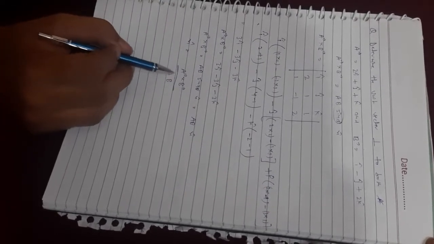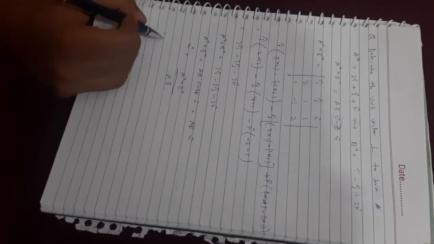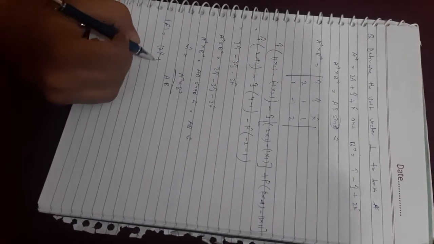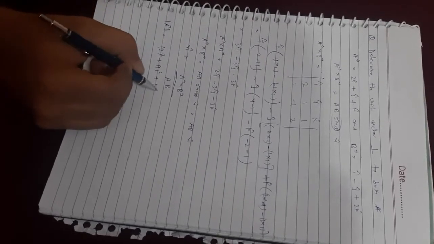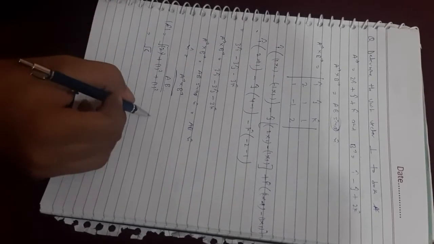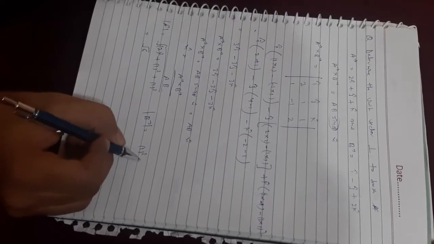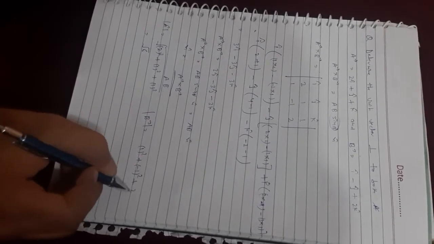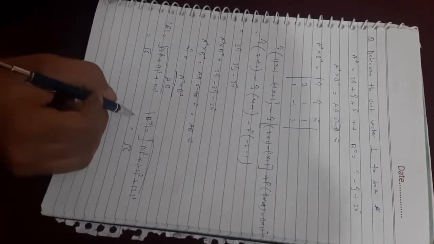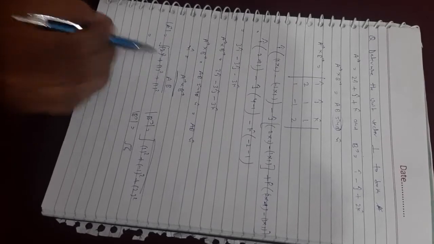Now we have to find out the modulus of A and modulus of B. Let's find out the modulus of A first. So modulus of A will be 2 square plus 1 square plus 1 square whole under root, and that will be 6 under root, and B is 1 square plus minus 1 square plus 2 square whole under root, and that will also come around under root 6. Now we have to put all the things in this formula.